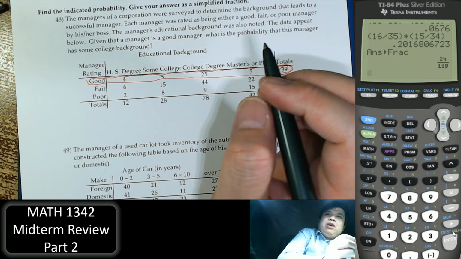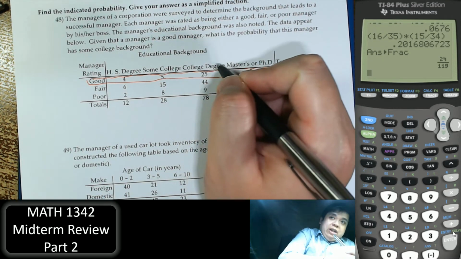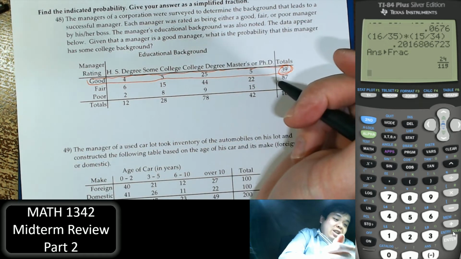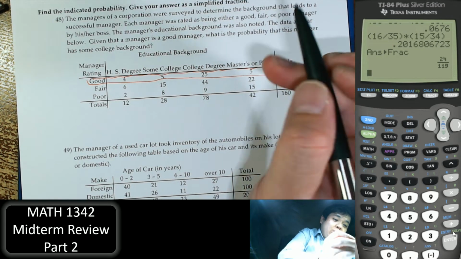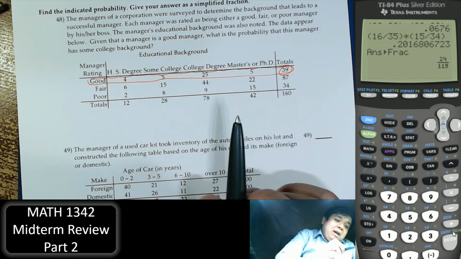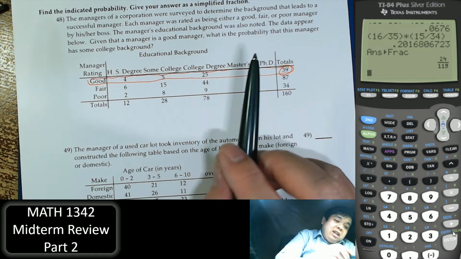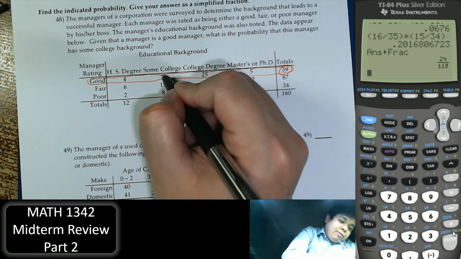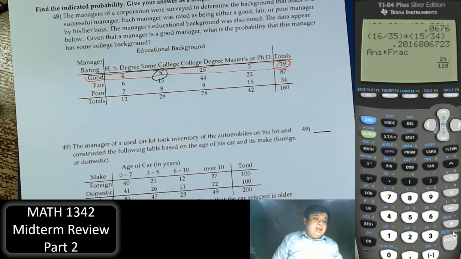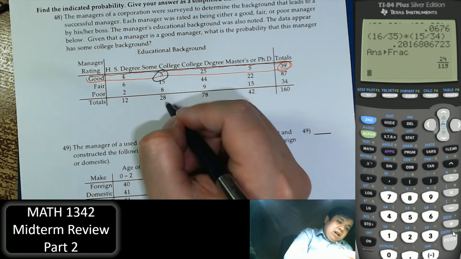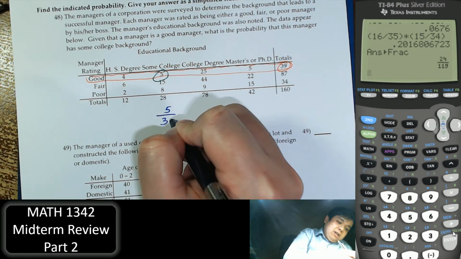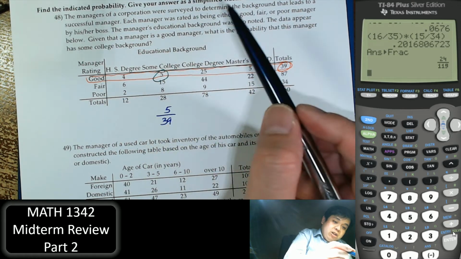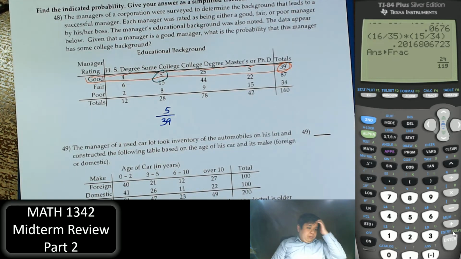Now this one is a bit confusing. If you have the college degree, then you could consider you have the college background as well, or master's or PhD, that could be considered to have some college background. So that should be 5 plus 25 plus 5. But in this context, I think if we just want some college background exclusively, no degrees, there's a 5. So we have 5 out of 39. So 5 has some college, that is good manager, and divide by the total of 39.